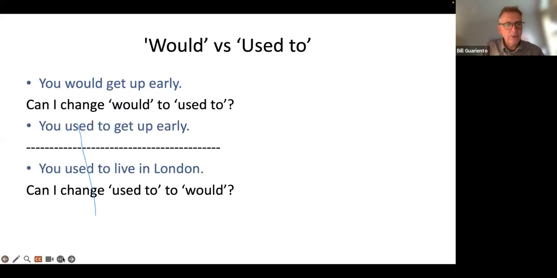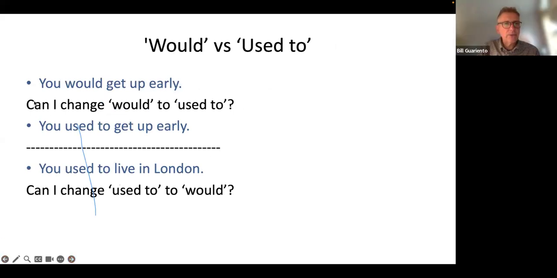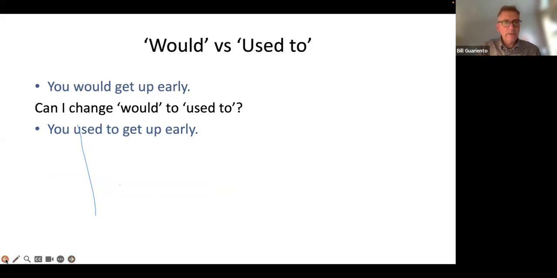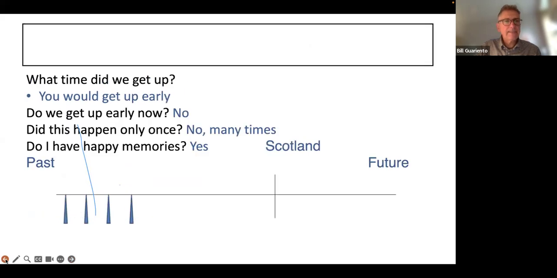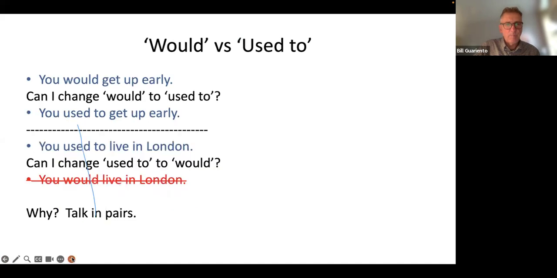Remember the CCQ, what color is grass? If you say blue, you have a problem. Here's another example of a CCQ. Can I change would to used to? Can I change used to to would? Some more CCQs. Do we get up early now? Did this happen only once? Do I have happy memories? All of these are CCQs. If you give me the wrong answer, then I know that we have a problem.